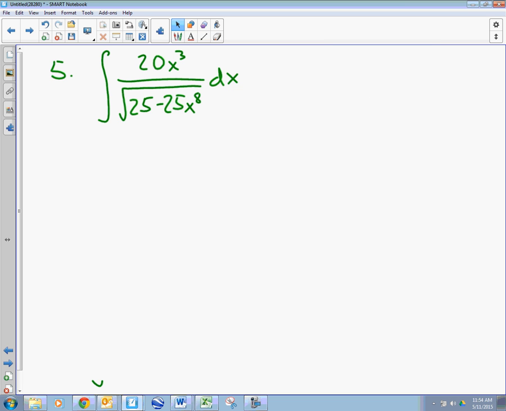Number 5, the integral of 20x to the third divided by the square root of 25 minus 25x to the 8th dx. Good guess. U is 25 minus 25x to the 8th. Unfortunately, that doesn't work. Just think about if u was 25 minus 25x to the 8th, du would be negative 200x to the 7th. Yeah, but you'd have that top piece up there. You got that x to the third.